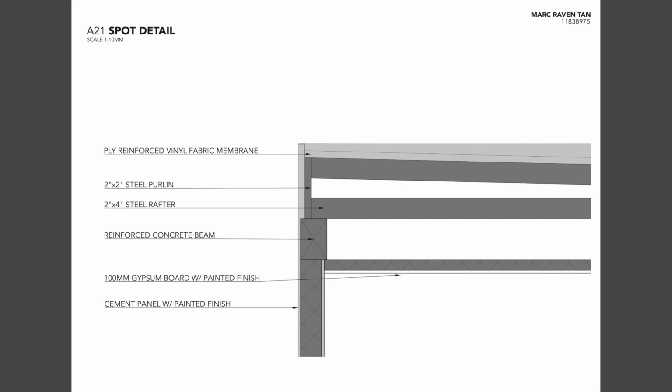Here we could see how the roofing works, how it's sloped. So essentially we have a ply reinforced vinyl fabric membrane lying here, panels of them, and they are supported by framing of steel purlin and rafter, and below are the beam, the column, and a gypsum board.